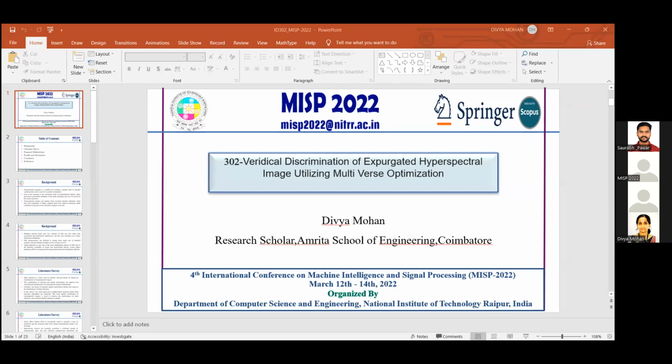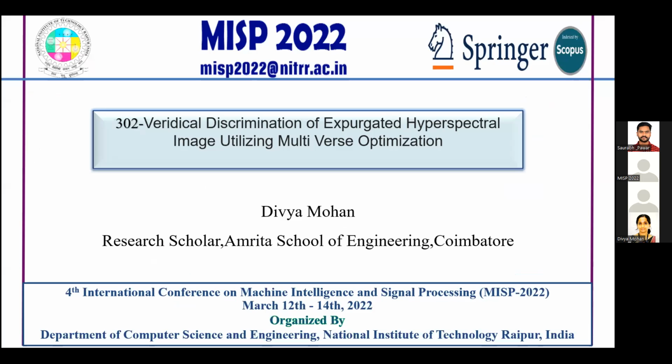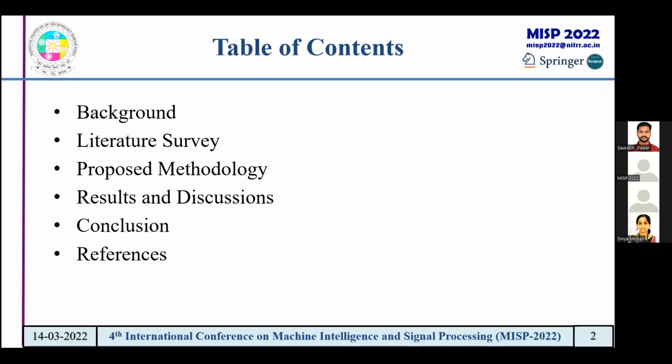Myself, Divya Mohan, research scholar from Amrita School of Engineering, Coimbatore. Paper ID 302, Vertical discrimination of expurgated hyperspectral image utilizing multiverse optimization. My presentation includes the background, literature survey, proposed methodology, results and discussion, and the conclusion, also the reference part.